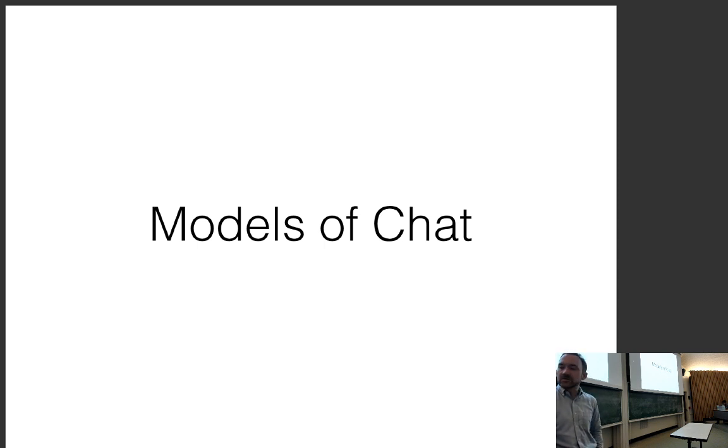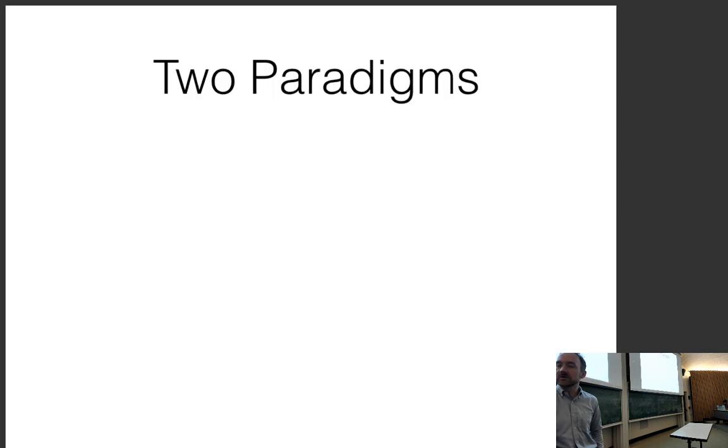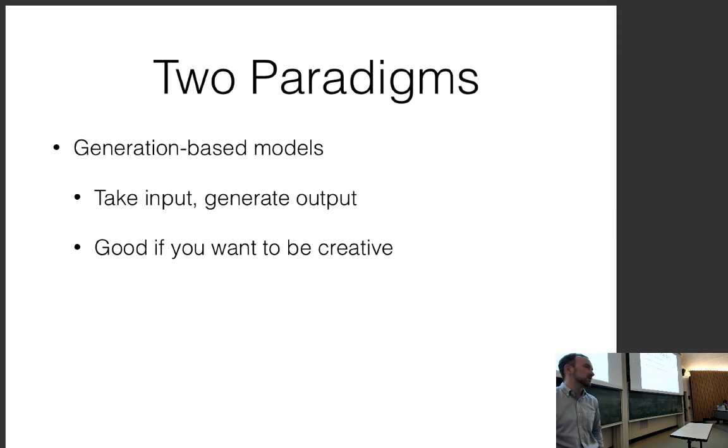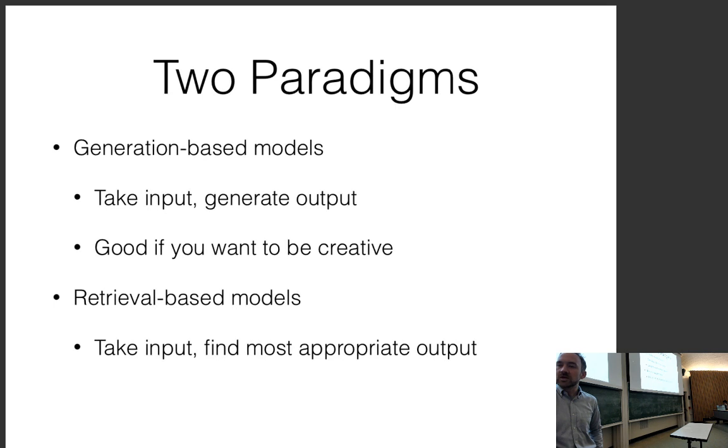Because models of chat are a little bit easier and the systems tend to be a little bit cleaner, I'm going to talk about them first. And within this, there's kind of two paradigms. There's generation-based models, where they basically take an input and generate an output. These are good if you want to be creative and come up with entirely new utterances, for example. There's also retrieval-based models, which take the input and find the most appropriate output. And these are good if you want to be safe, if you don't want to generate anything that is ungrammatical or maybe inappropriate for the situation or something like this.